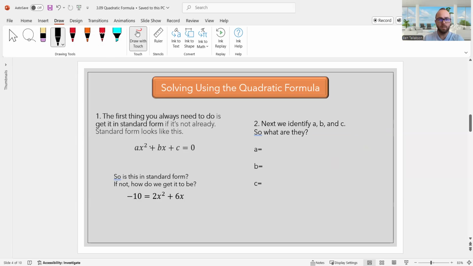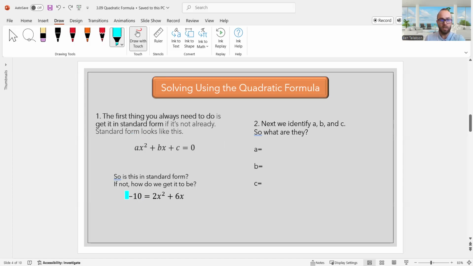The first thing, the very first thing you always need to do is get it in standard form if it's not already. Sometimes it is, sometimes it's not. Remember, the standard form looks like this, where you have your full quadratic polynomial on the left, and it is set equal to 0. Okay, if there's other numbers or terms on the other side, you need to get them all on the same side.